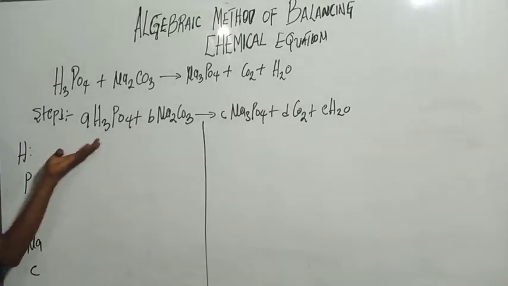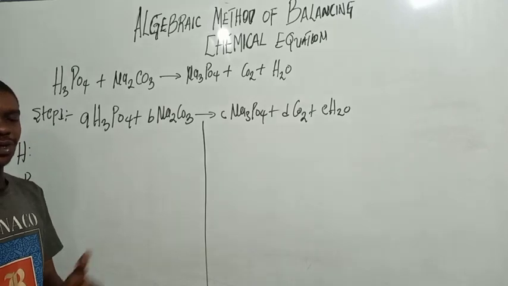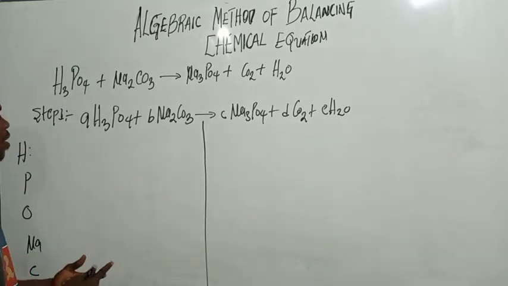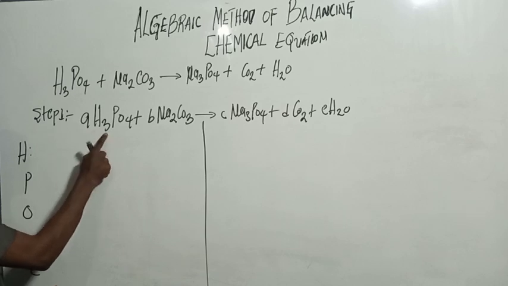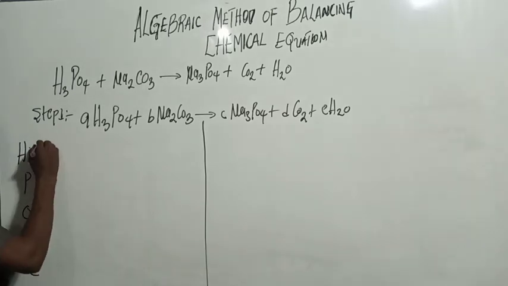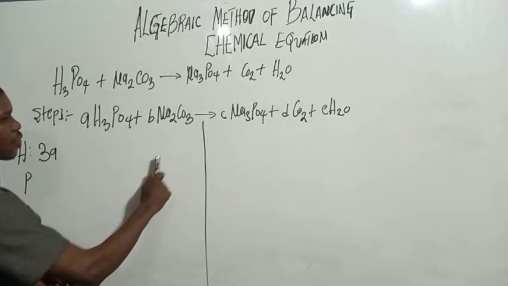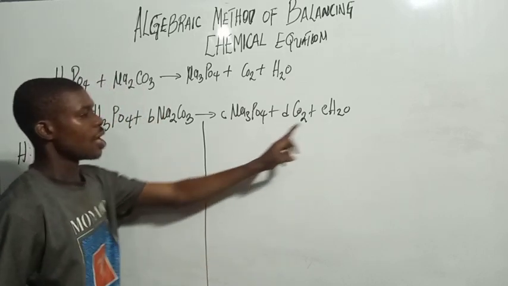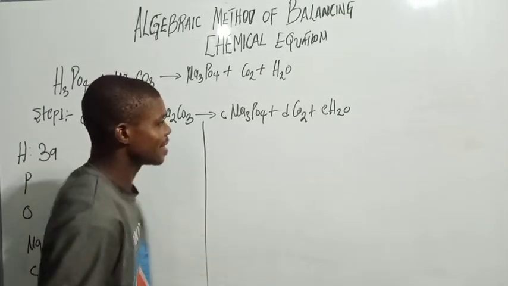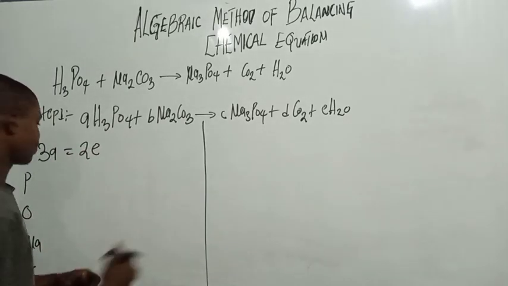When we look at this compound here, how many atoms of hydrogen do we have? Here we have 3 atoms of hydrogen. So it's going to be 3 times A, because here the coefficient is A. So 3 times A is going to be 3A. We don't have hydrogen here, so we move to the other side. There's hydrogen here. How many hydrogen do we have here? 2. 2 times E gives 2E. Do you understand?